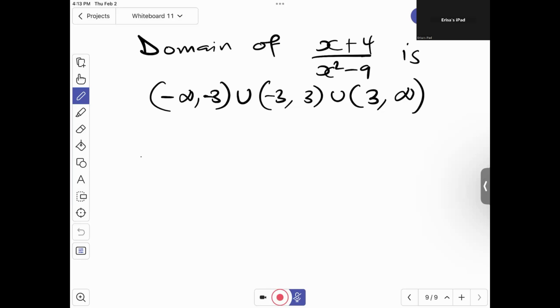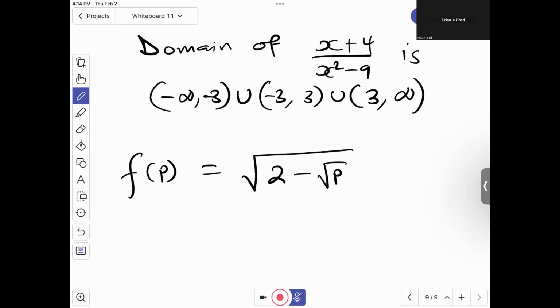Next, you have f of p is equal to the square root of (2 minus the square root of p). Look at this beautiful question. So what's the domain of this function? You know that when you are taking a square root of a number, you cannot take square root of negatives. If you take square root of negatives, that takes you to complex numbers.